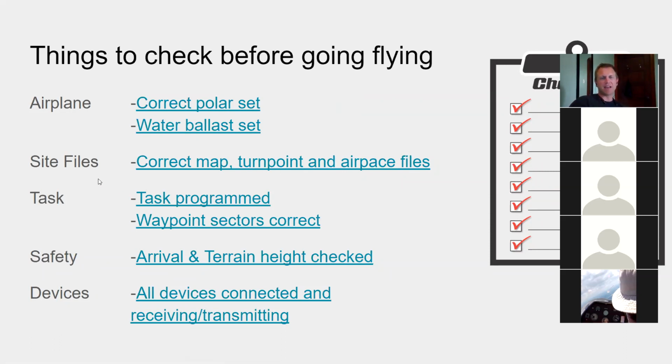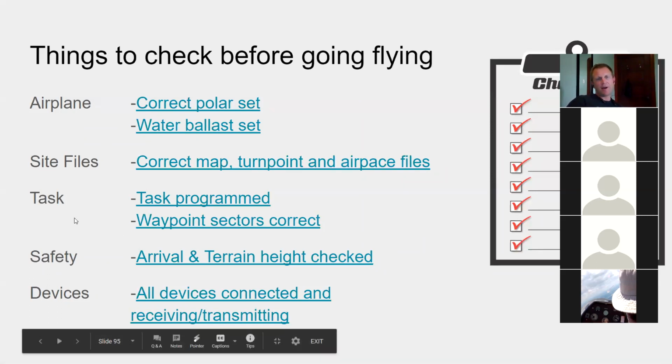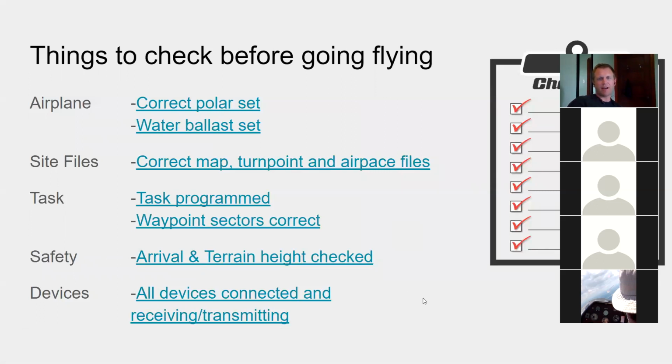If you're doing a task, make sure that it's programmed in with the proper waypoint sectors. So make sure you have 2 kilometers in for most people in the proving grounds, or if you're doing an FAI task, make sure that you have half-kilometer cylinders or sectors for FAI tasks. You want to double check your arrival and safety heights.